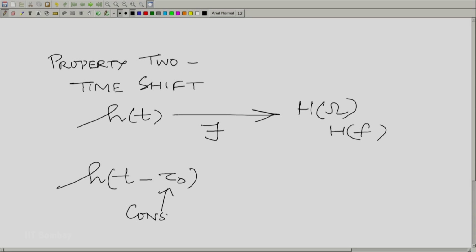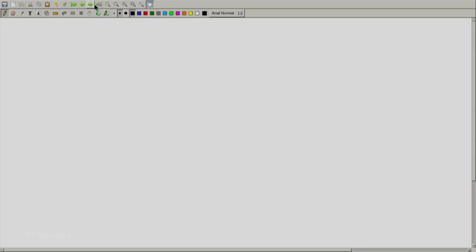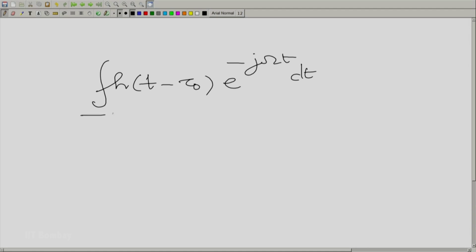Of course, tau 0 is a constant. So, this is the question that we ask. Very simple, let us derive it. All that we need to do is to find the Fourier transform: h t minus tau 0 e raised to the power minus j omega t dt integrated from minus to plus infinity.